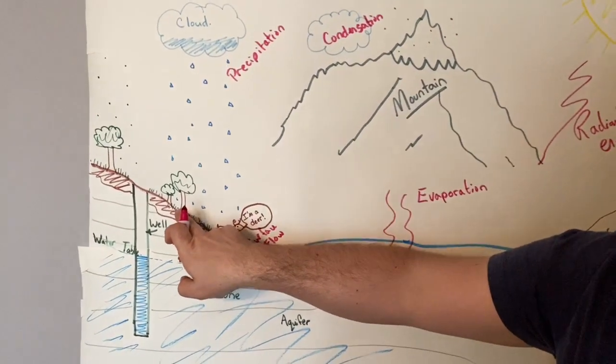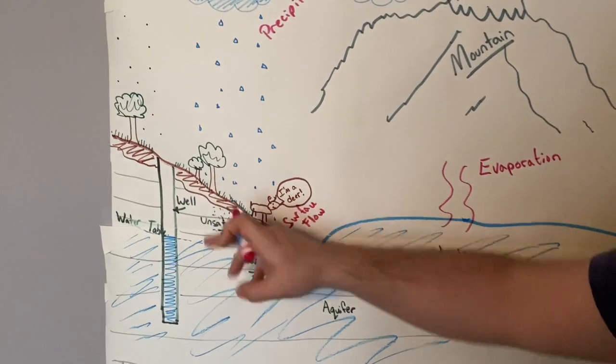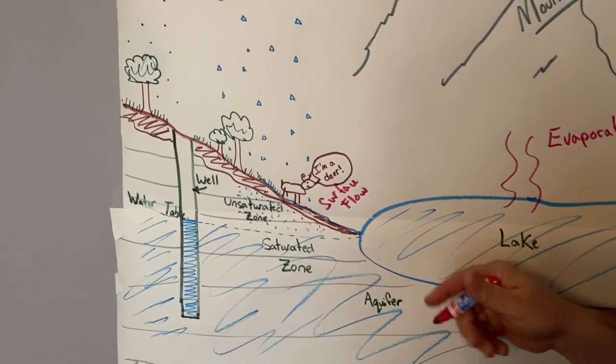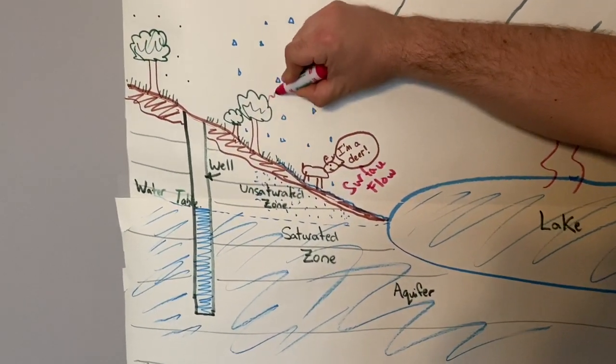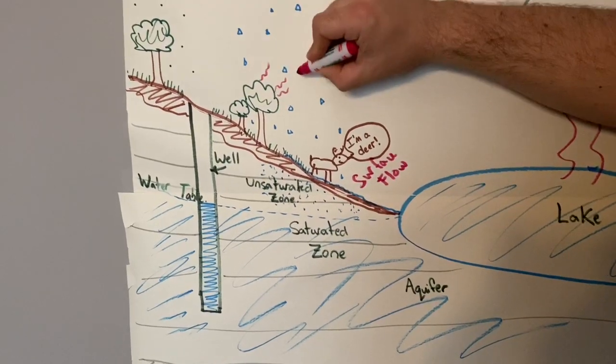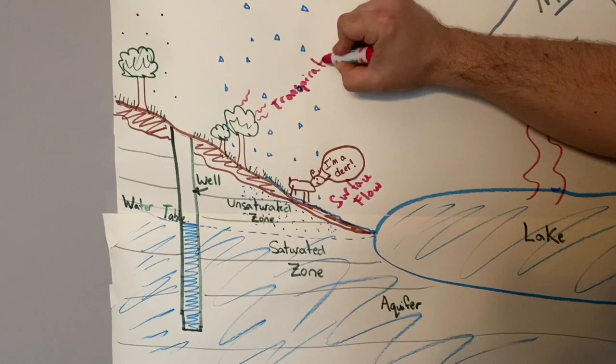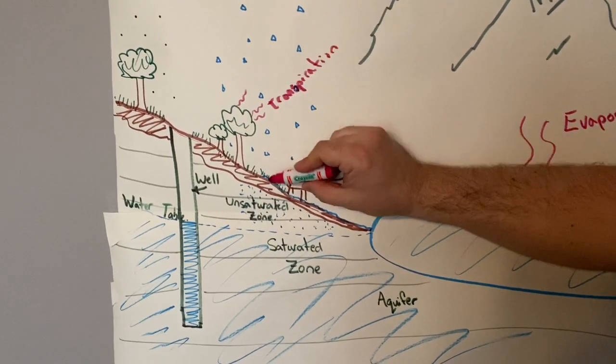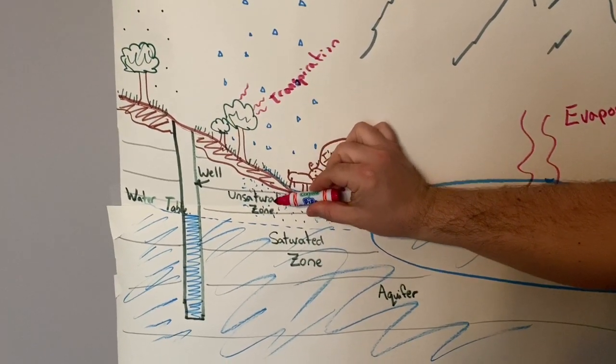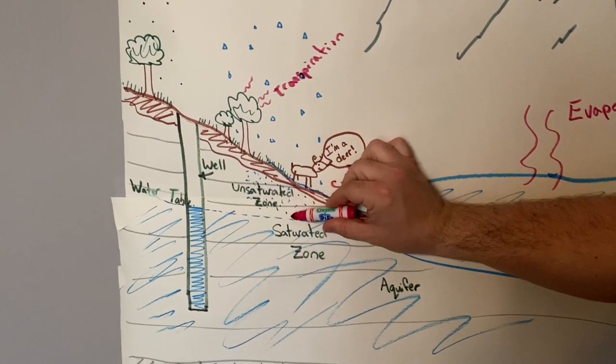Now trees and plants will use it, and they'll suck that water up through their roots, and that water will evaporate off the trees and plants. And we call that transpiration. But if enough water drips down through the soil, it'll percolate down through the layers of rock.